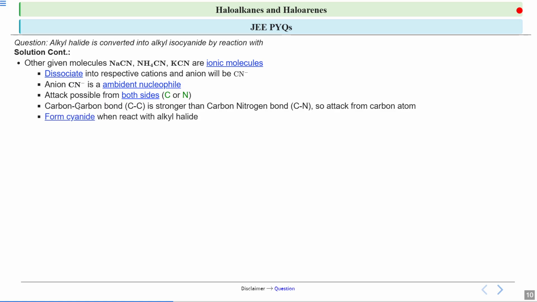And hence, it will form cyanide when it reacts with alkyl halide. So these ionic molecules, when reacting with alkyl halide, form cyanide as a product, not isocyanide. Hence, the only correct option is option D, that is AgCN, because this is the only reagent which, when reacted with alkyl halides, converts them to alkyl isocyanide. It gives isocyanide, not cyanide.